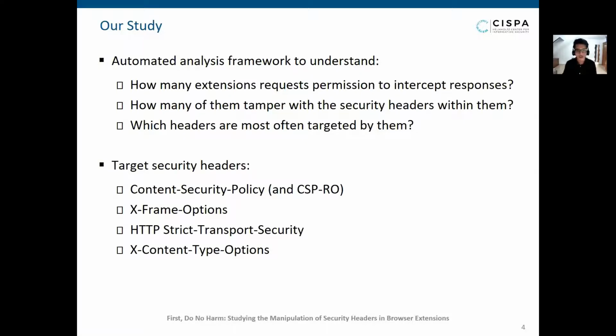So for this study, we also chose four widely deployed security headers on the web based on previous reports by academia as well as industry. The four headers are the CSP, the Content Security Policy header, the X-Frame-Options header, the HTTP Strict Transport Security header, and the X-Content-Type-Options header. Also, for the sake of completeness, we also look at the report-only version of CSP, which, as the name suggests, only reports the violations without enforcing them at the client side.